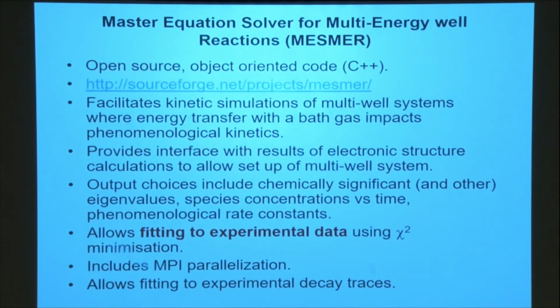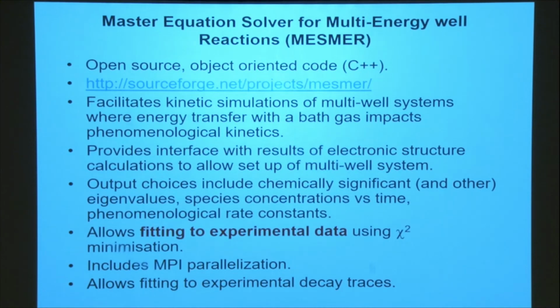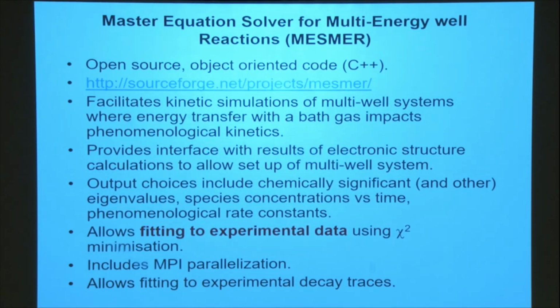It doesn't do electronic structure calculations, so you have to feed in the output from your electronic structure calculations to set up your potential energy surface for use in the master equation model. And it will output for you chemically significant eigenvalues. It will fit phenomenological rate constants for you. It will give you model species concentrations over time or selected outputs.